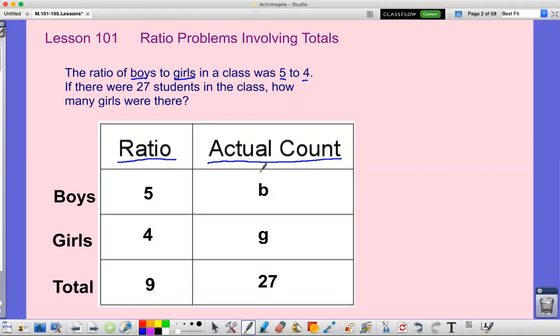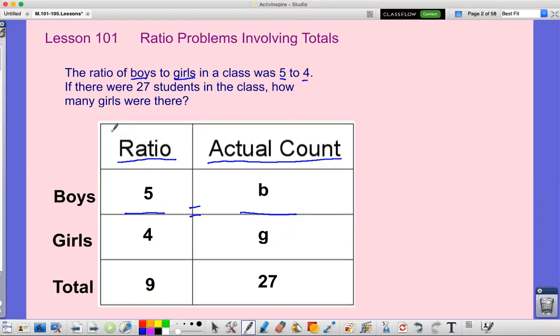And in a ratio, you've got a proportion, which is a statement that shows two ratios that are equal to each other. So what we end up having here is 5-4, like a ratio or a fraction, is equal to this actual count of an unknown number of boys and an unknown number of girls. So how many girls are there if we don't know how many actual boys and girls there are, but we know that there is a ratio of 5-4? In this case, we use the row that we want to complete and the row that's already complete.